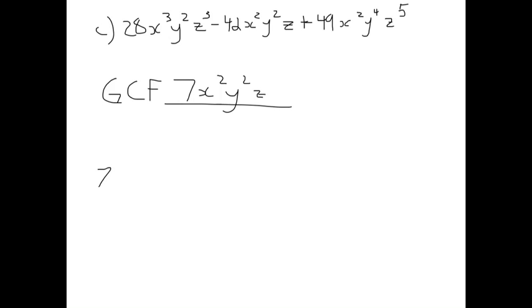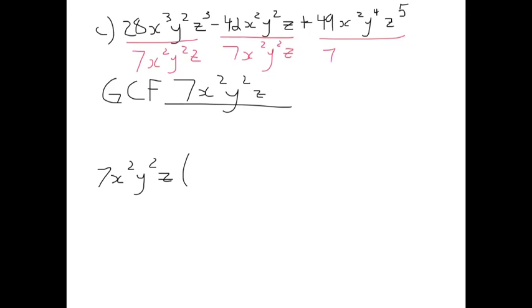Write that in front of a set of brackets, and divide each of these terms by my GCF. Divide this one by my GCF, and this one. Writing with a stylus is really awkward. I like markers better. Hopefully I get better.